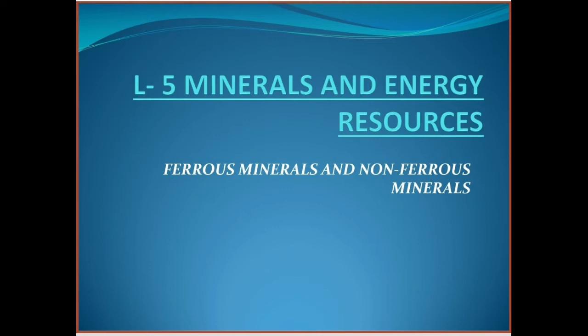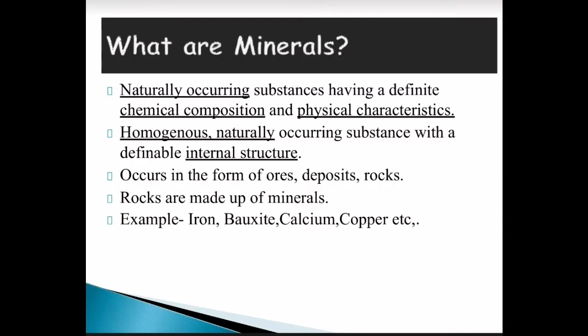Today, we will discuss ferrous minerals and non-ferrous minerals. What are minerals? Minerals are naturally occurring substances having a definite chemical composition and physical characteristics. Minerals are homogeneous, naturally occurring substances with a definable internal structure. They occur in the form of ores, deposits, rocks, etc. These rocks are made up of minerals. Examples of minerals are iron, bauxite, calcium, copper, etc.